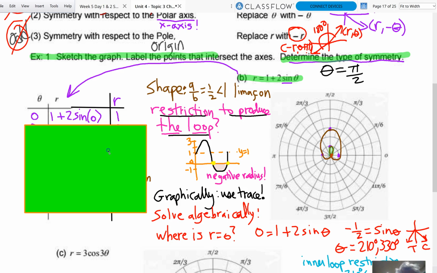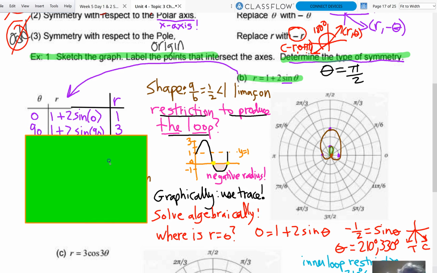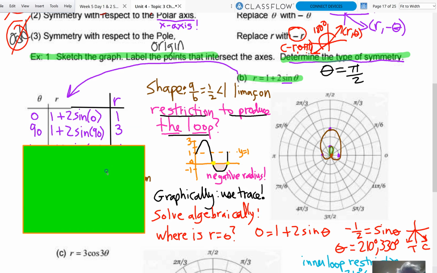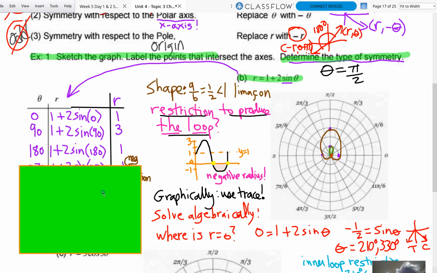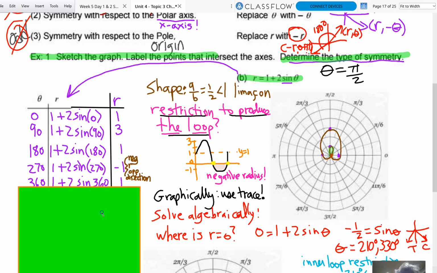My r equals 1. Sine of 0 is 0. 0 times 2 is 0. 1 plus 0 is 1. When I put 90 in, sine of 90 is 1. 1 times 2 is 2. 2 plus 1 is 3. And I keep going. And you can see that I'm getting not a repeated pattern like I normally expect when I have sine and cosine.